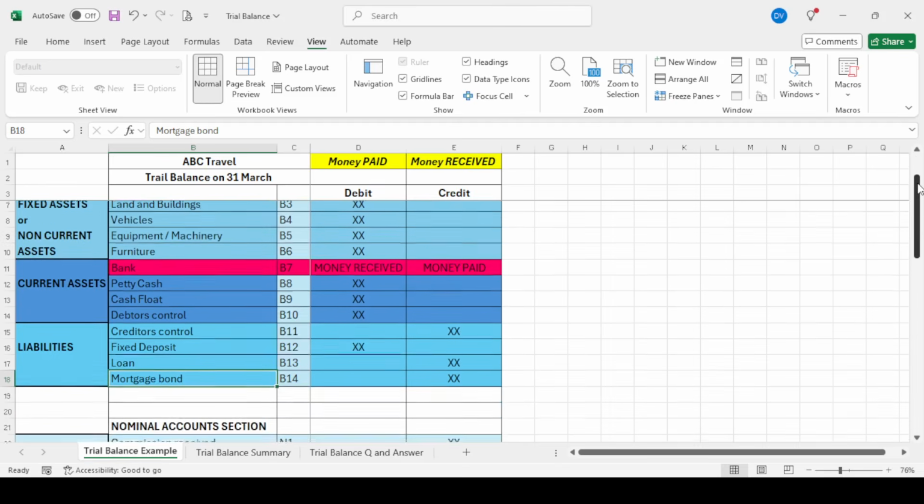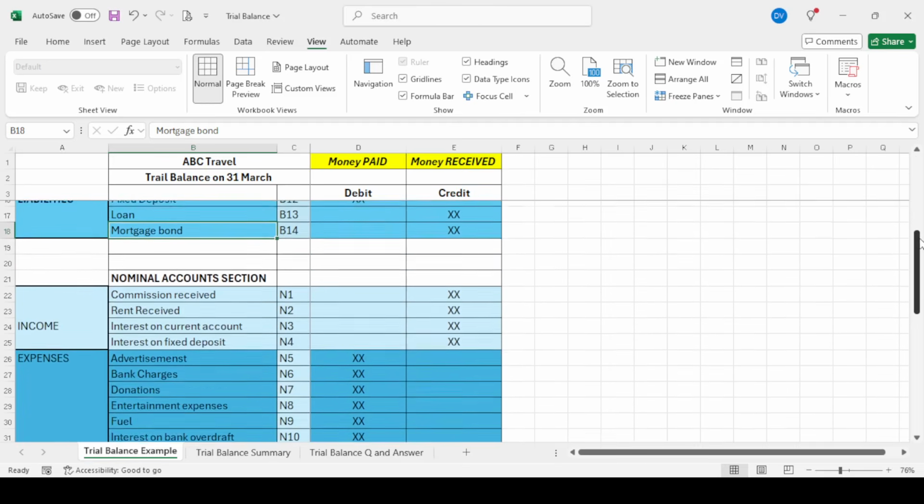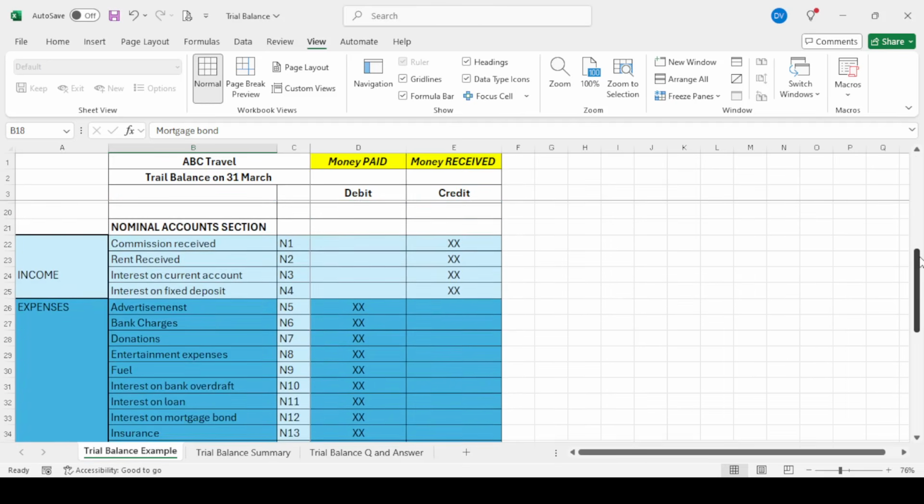The next part of your trial balance is your nominal account section. It only consists of two parts. The first one is income, which is all the money that you've received: commission received, rent received, interest on a current account, interest on a fixed deposit. Okay, and the next one is expenses.